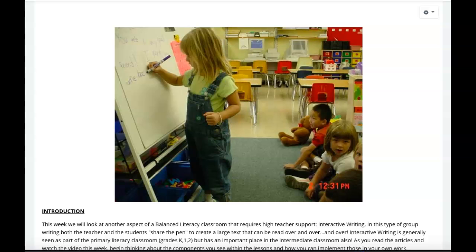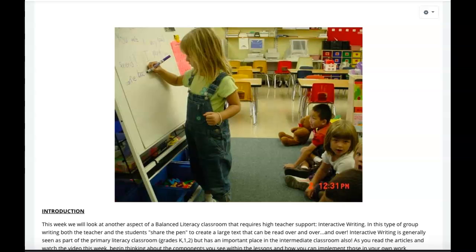During interactive writing, the student should say the words slowly to hear the sounds. They're not segmenting the words sound by sound. They're saying the words slowly. They're stretching it out. The students are attending to spaces when writing. They're attending to one-to-one matching of words to speech when they're rereading. Directional movement, and they're also using sound to letter information.